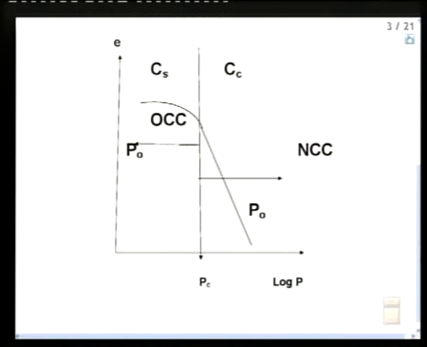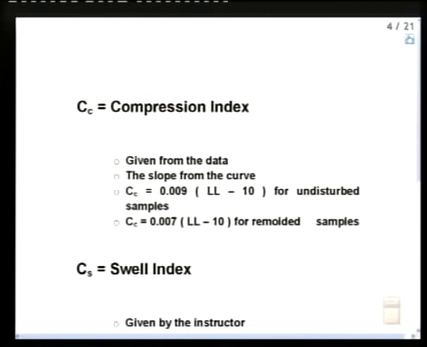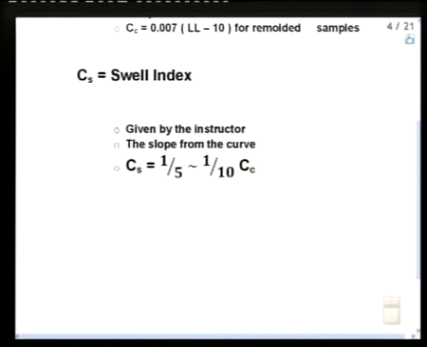This is the summary. When we have PC, here we have the range of normally consolidated clay, and here we have the range of over-consolidated clay. This is governed by C sub C. This is governed by C sub S, depending on P naught. C sub C is the compression index. C sub S is the swell index, and we will take it as 1/5 to 1/10 of C sub C. We had all this. It's a quick review.